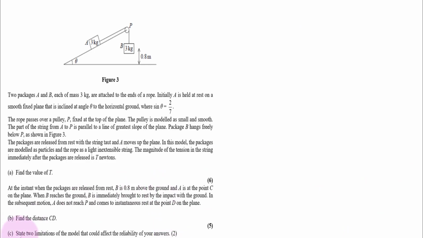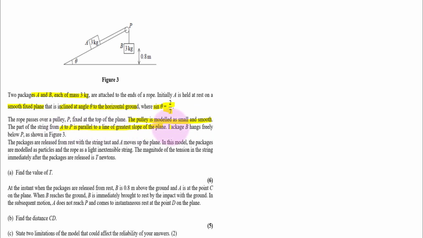Right, this is a big 13 mark question, and there were positives in that we're getting some marks. So you've got two packages A and B, each of mass 3 kilos, attached at the end of the rope. Initially A is held at rest on a smooth fixed plane, so no friction, at an angle theta to the horizontal ground, where sine theta equals 2/7. Now, I'll let you pause the video and read this question yourself, but the pulley is modelled as small and smooth, so no mass and no friction. It's parallel to the greatest slope of the plane.